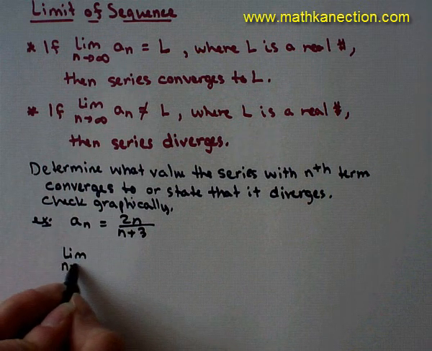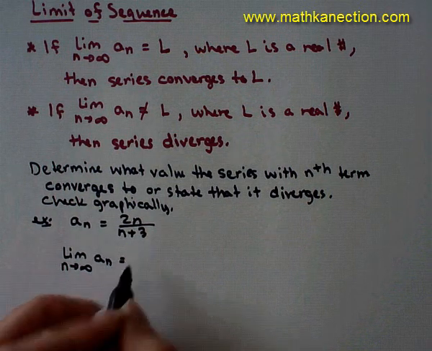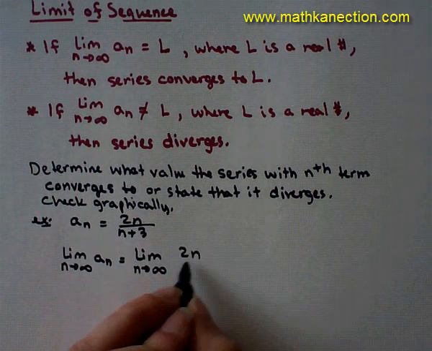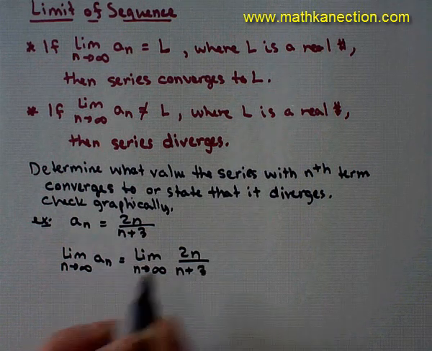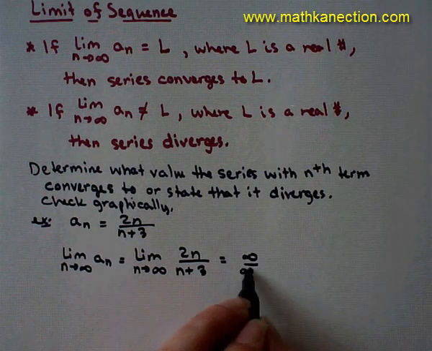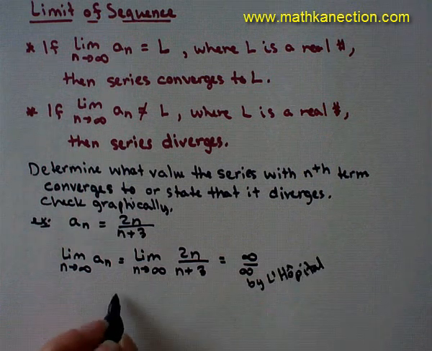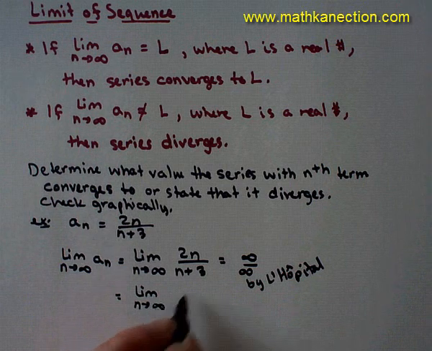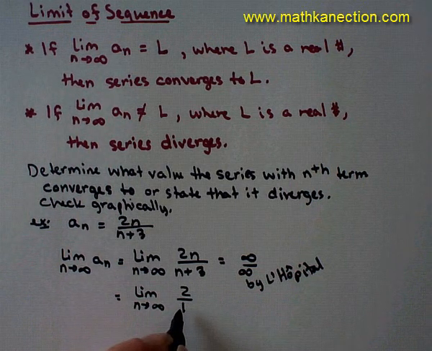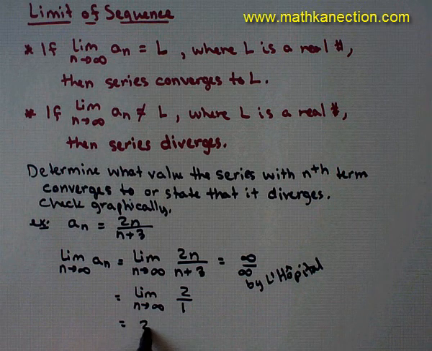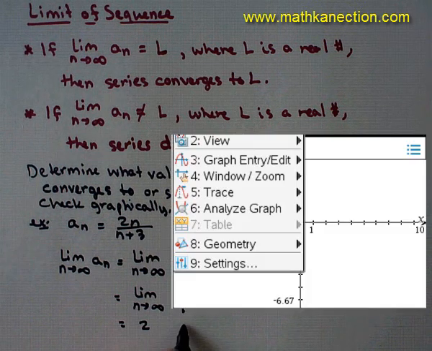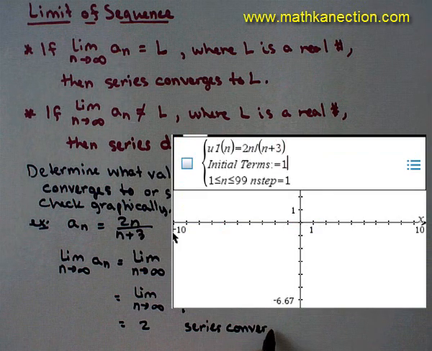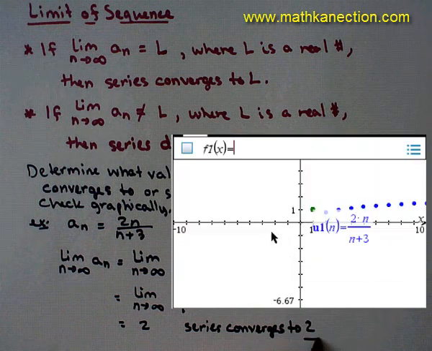Looking at the limit as n approaches infinity of a sub n, so the limit as n approaches infinity of 2n over n plus 3. Substituting infinity, we get infinity over infinity, so I'll have to use L'Hopital's rule. By L'Hopital, we have the limit as n approaches infinity, deriving 2n to get 2, deriving n plus 3 to get 1. So substituting in infinity, we get the answer of 2. So that means that the series will converge to the value of 2. So the a sub nth term as n goes to infinity will approach the value of 2.